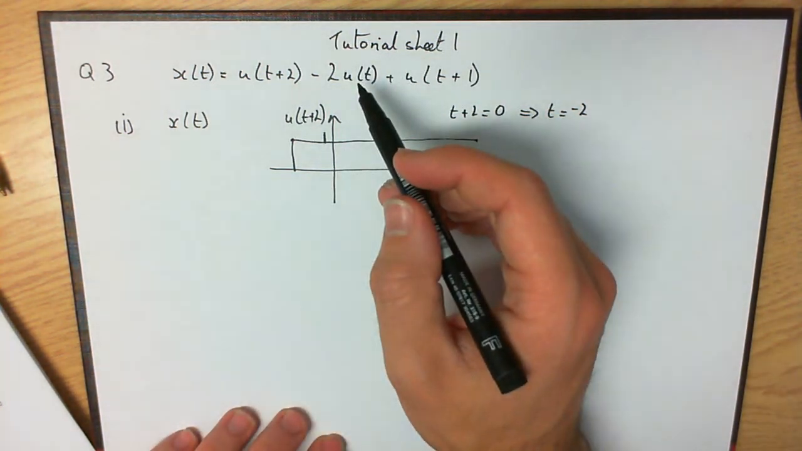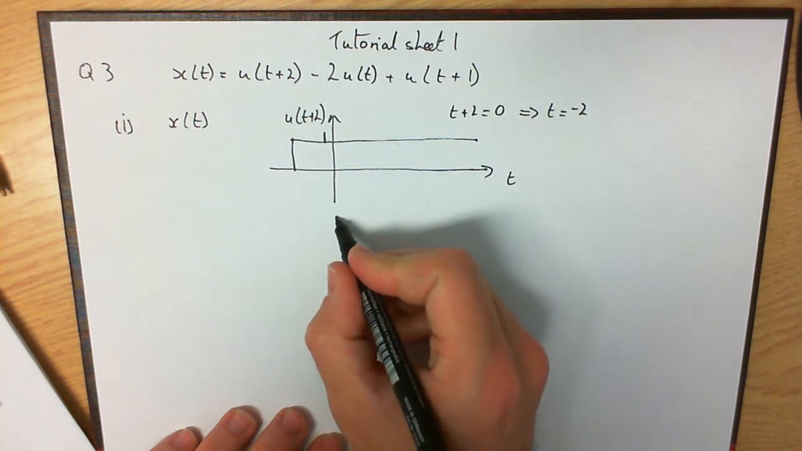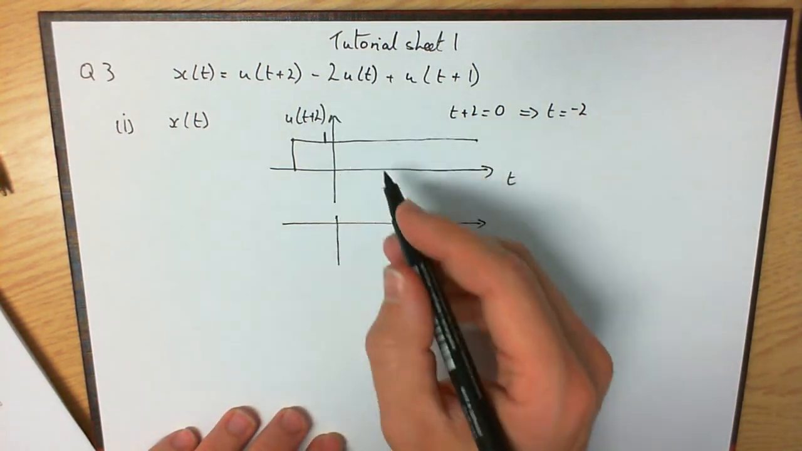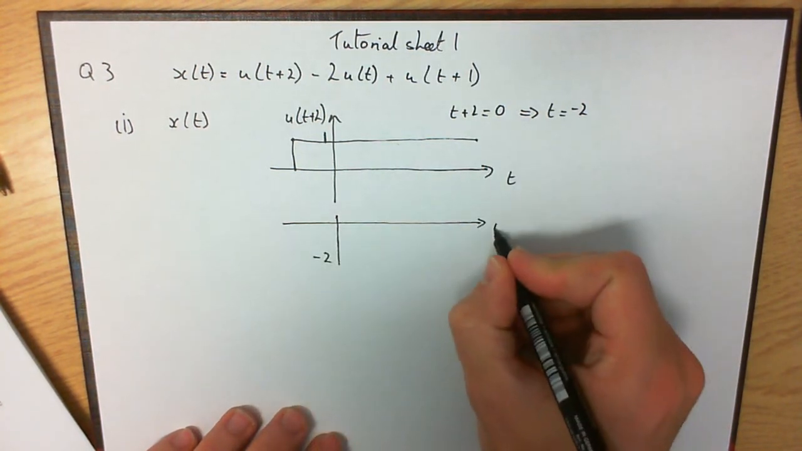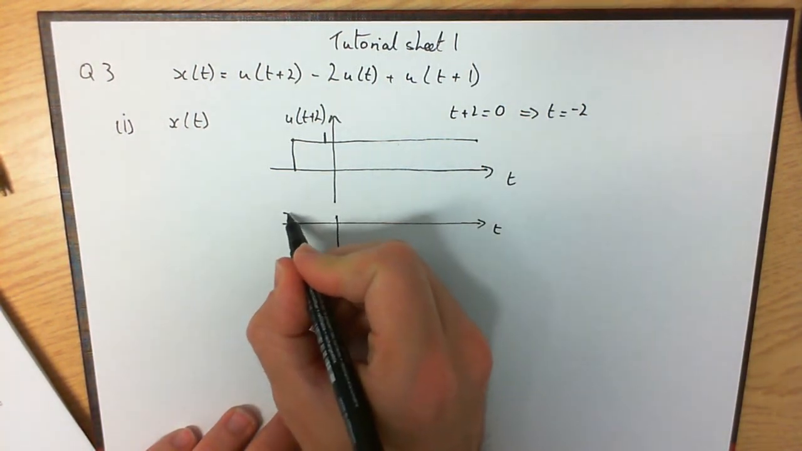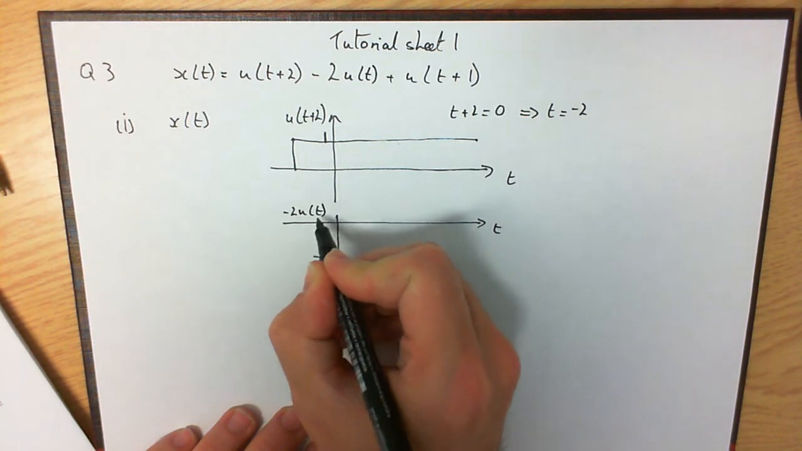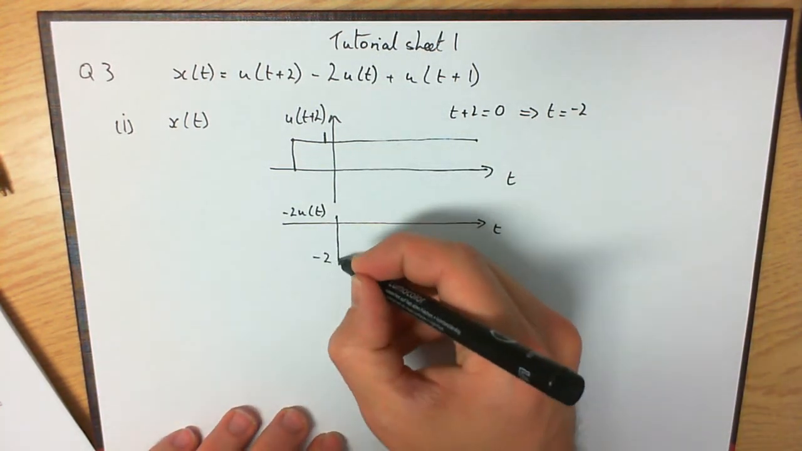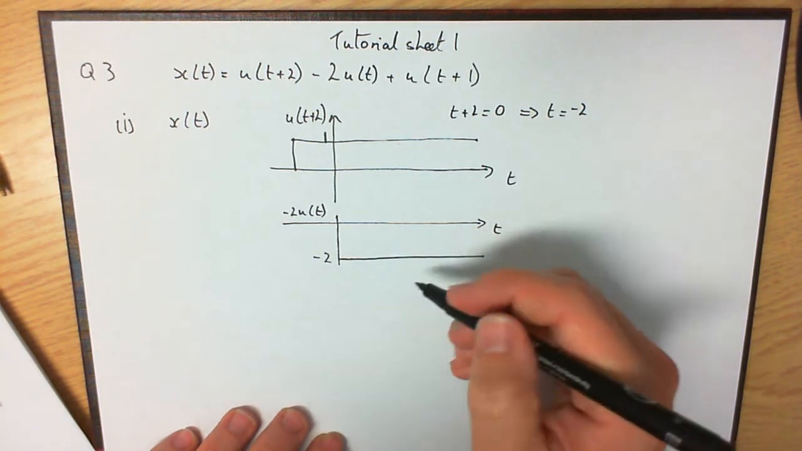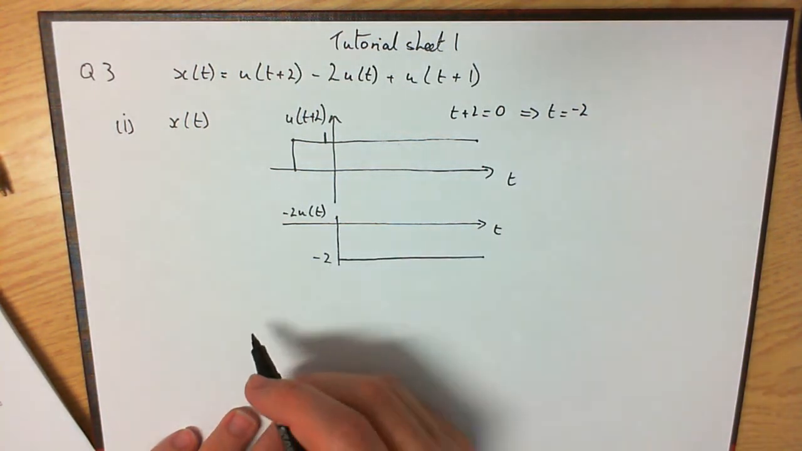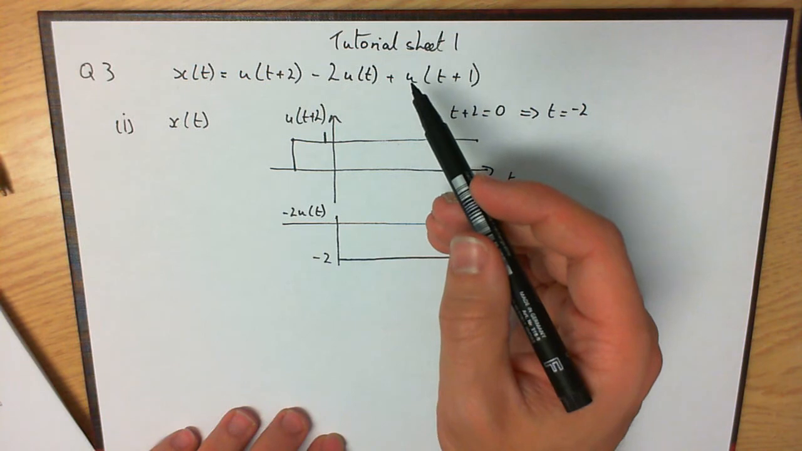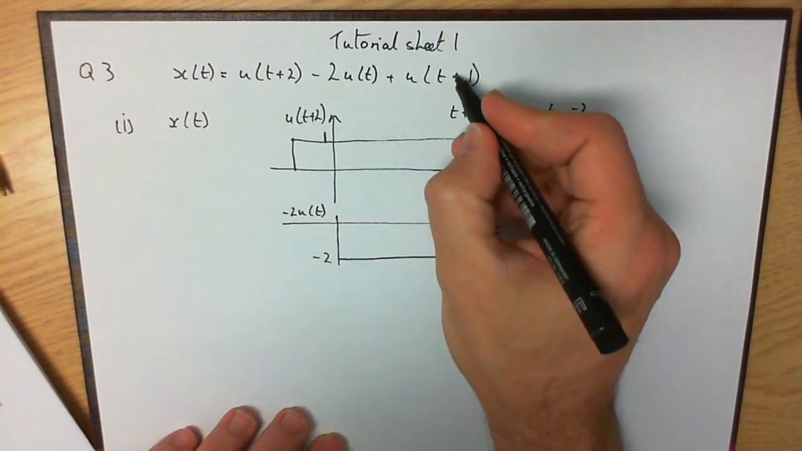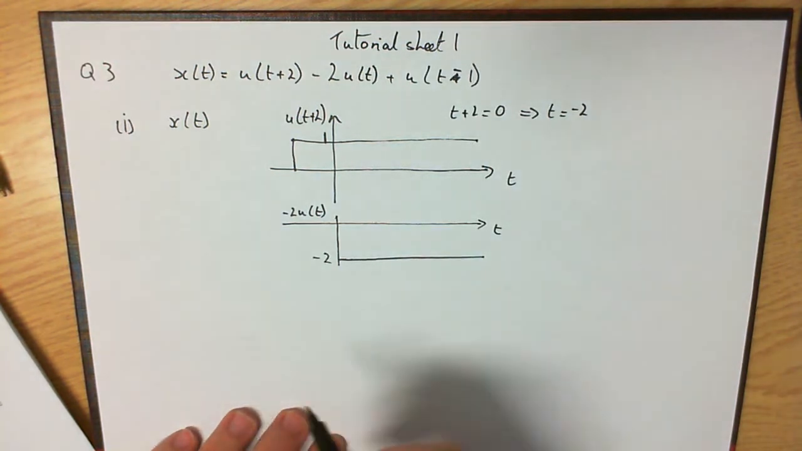If I do that for the second part, in this case, because I have a minus, I know I'm going to need a negative 2. So this is negative 2 u of t. Well, this occurs at time t equals 0 and has an amplitude of minus 2. And then we have u of t, which should be minus 1.